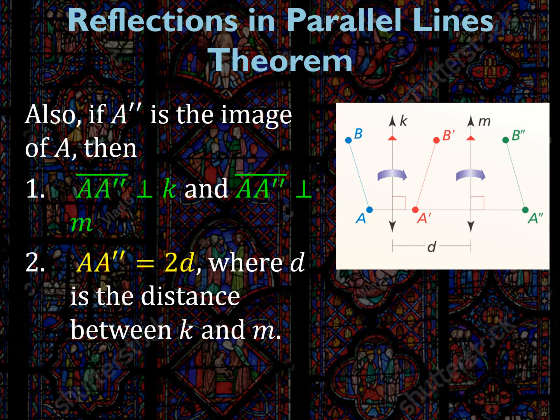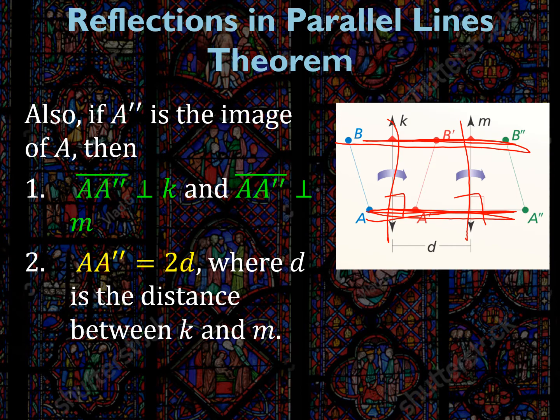Another rule is that if A double prime is the image of A, then AA double prime is perpendicular to K. So this is A double prime. It's perpendicular to K, and it's also perpendicular to line M, which means it's going to be parallel to BB double prime if you draw B double prime there.